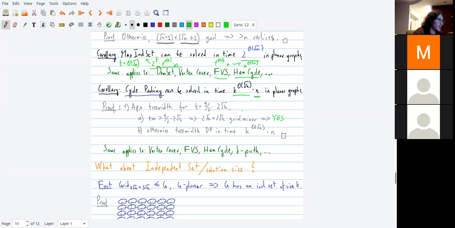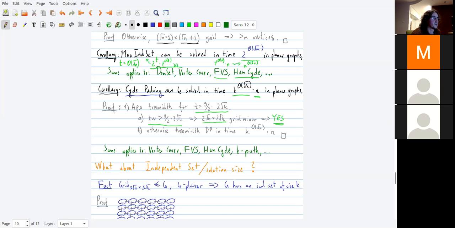And this is the same principle that we did before with bidimensionality. So I approximate the Treewidth for this parameter, which is the threshold for existence of a 2 square root k times 2 square root k grid. If my approximation algorithm tells me that the Treewidth is larger than that, then I get a 2 square root k times 2 square root k grid as a minor. And then yes, I see k disjoint cycles in my graph.